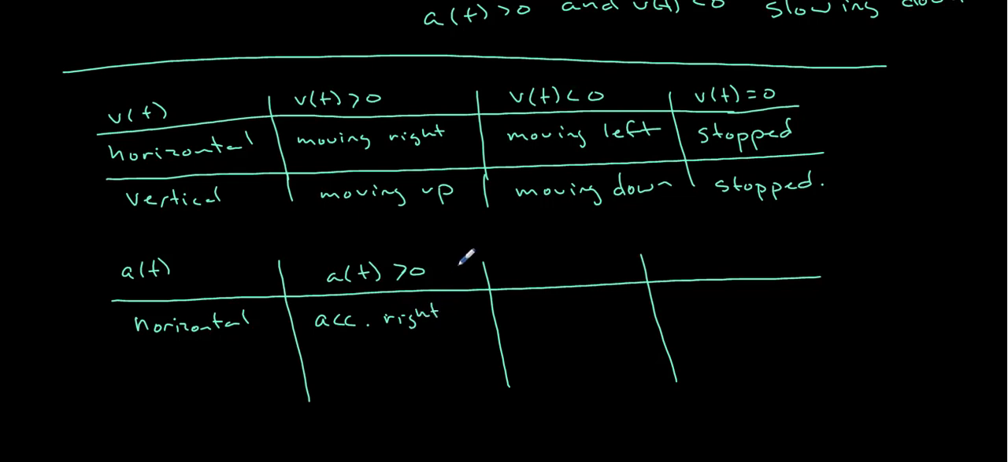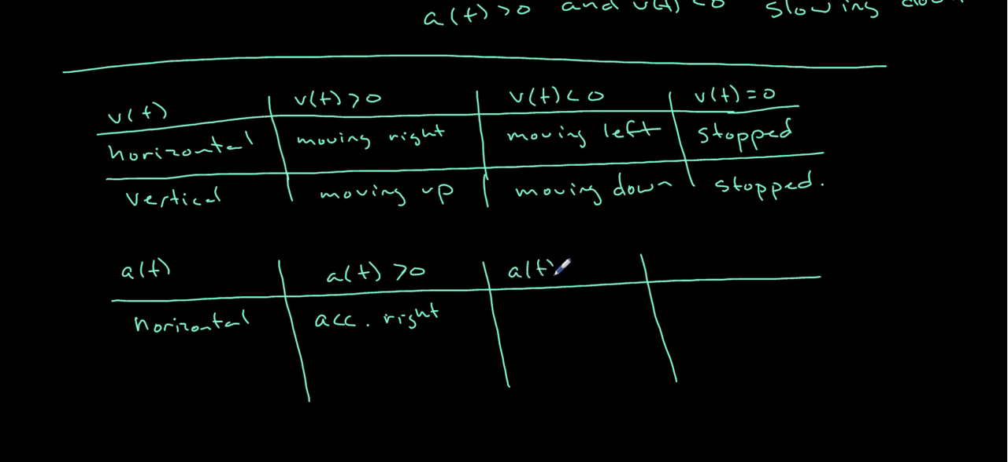Sometimes accelerating means pushing the gas. Sometimes it means pushing the brake. It depends on which way you're moving. I can be moving this way and accelerating this way, it means I push on the gas. I can be moving this way, accelerating this way, and it means I push on the brake. That means we're slowing down. If we have horizontal motion, acceleration greater than 0 means we're accelerating right. It does not mean you're moving faster right. It means your acceleration is right.